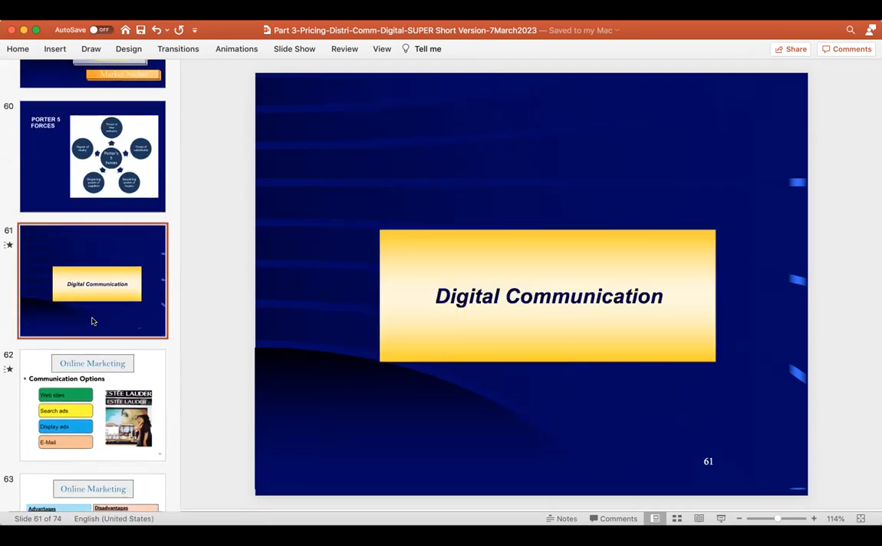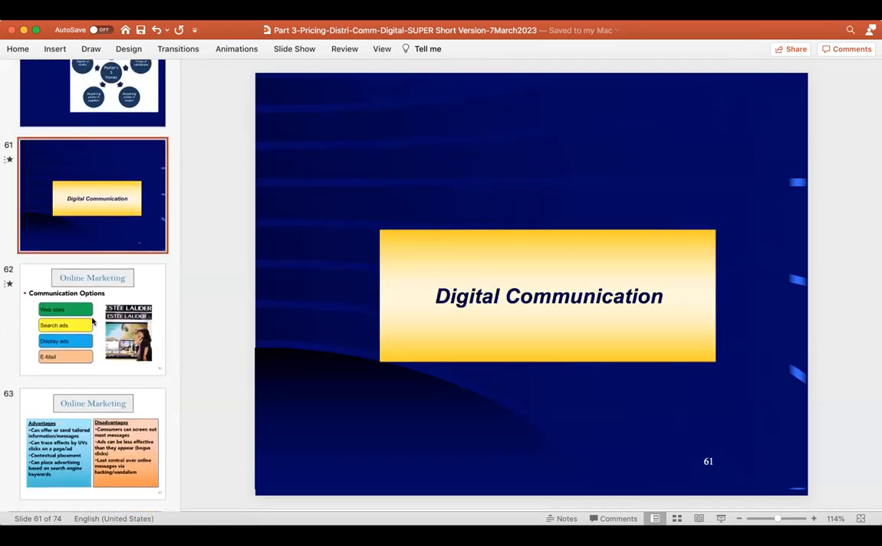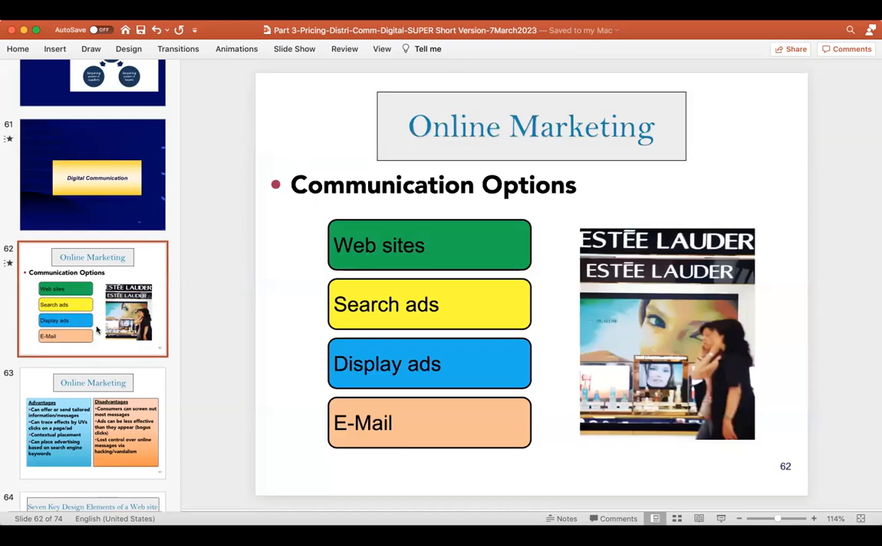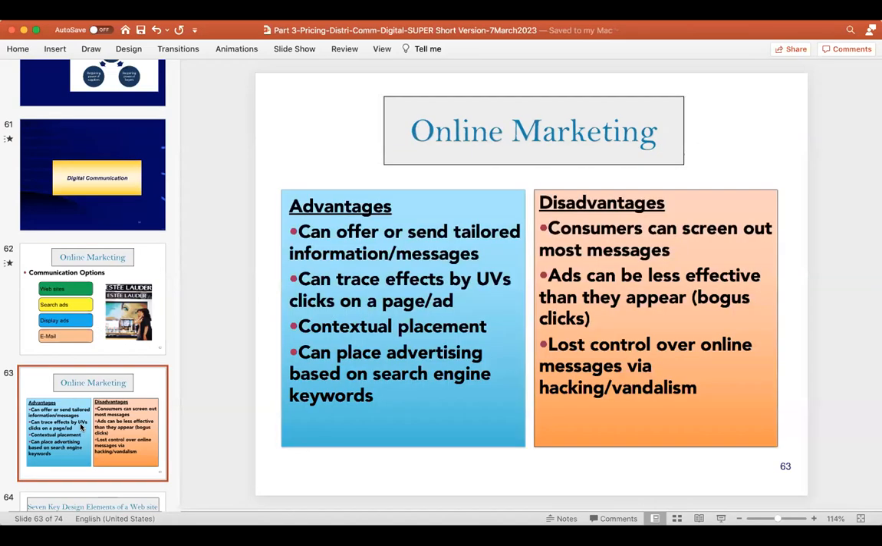So let's talk about one specific digital communication. So digital communication is the idea that you have to use the new technology in order to communicate with your consumers in a direct marketing way. So the main methods are websites, search ads, display ads, and email. The advantage is you can offer directly some messages to the consumers, and they are customized to the consumers.